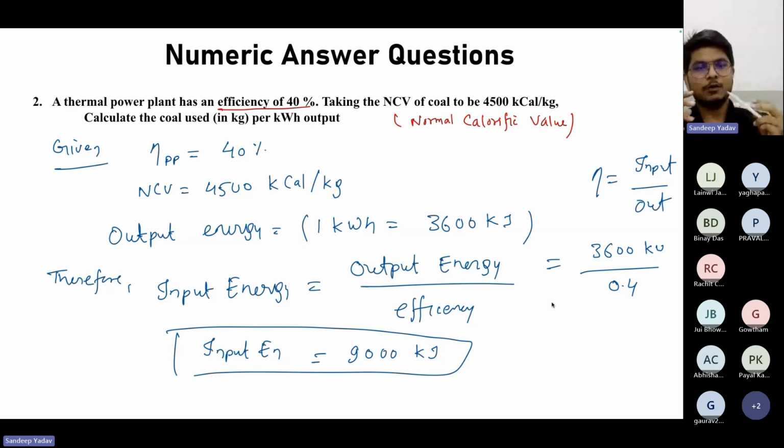So we just need how much output energy is there. 1 kilowatt hour will be 3600 kilojoule. If you want to calculate the input energy, it is output energy divided by efficiency. Output we have given, 3600 kilojoule, and efficiency we have given. So the input energy is 3600 divided by 0.4, that comes out to be 9,000.